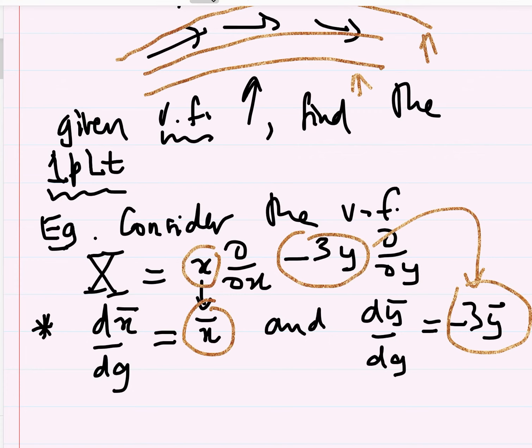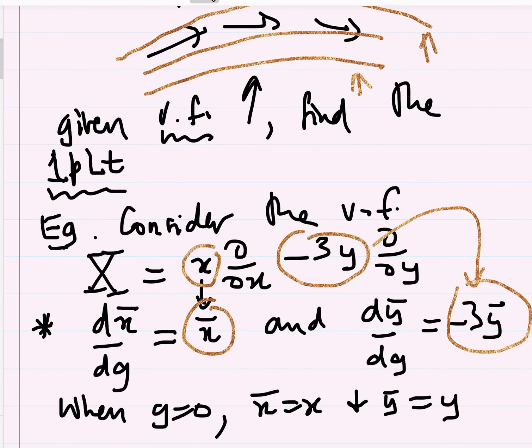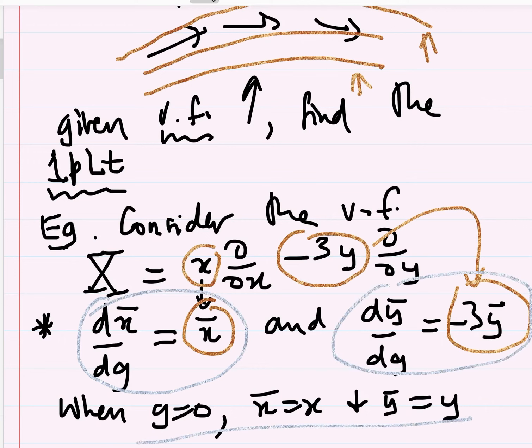But because this is a one parameter Lie group of transformations, we know that when g equals 0, x bar equals x. This was condition 2 in the one parameter Lie group of transformations. And y bar equals y. This is when g equals 0, when you're using the identity. So we need to solve these two differential equations, this differential equation, that differential equation, subject to this initial condition.